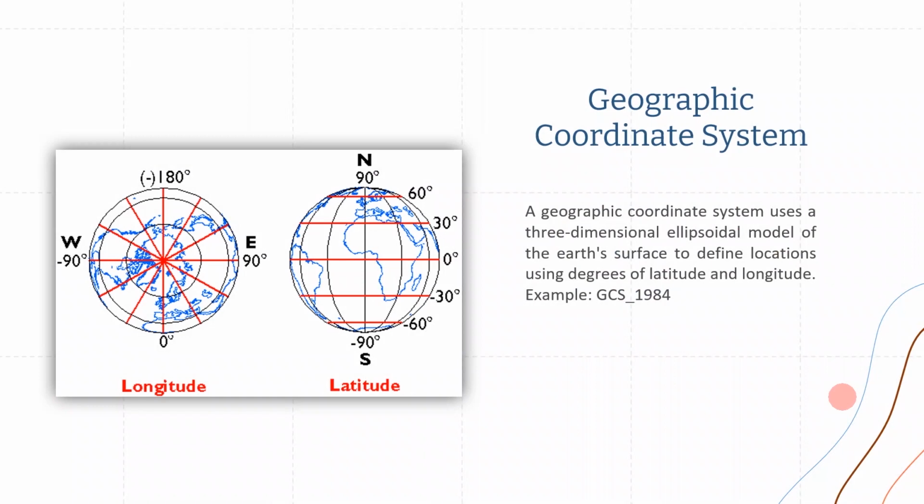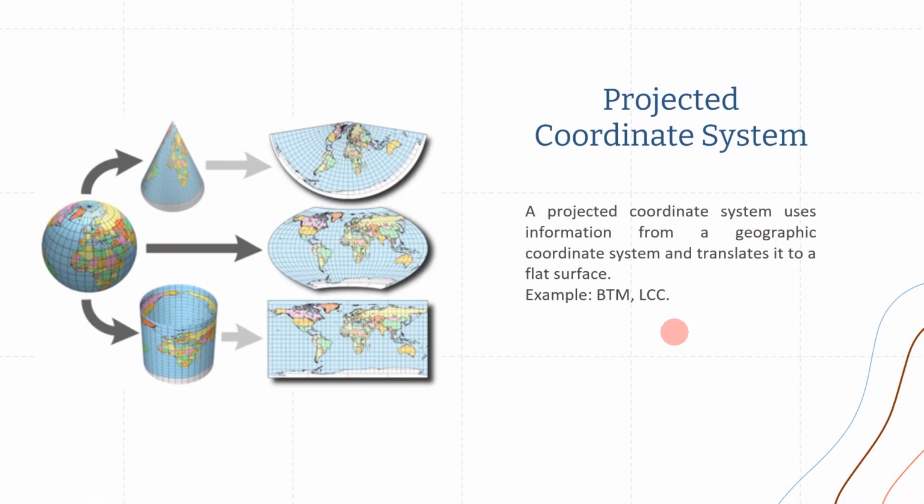Now let's see what a geographic coordinate system is. A geographic coordinate system uses a three-dimensional ellipsoidal model of Earth's surface to define locations using degrees of latitude and longitude. One example of a geographic coordinate system is GCS WGS 1984.